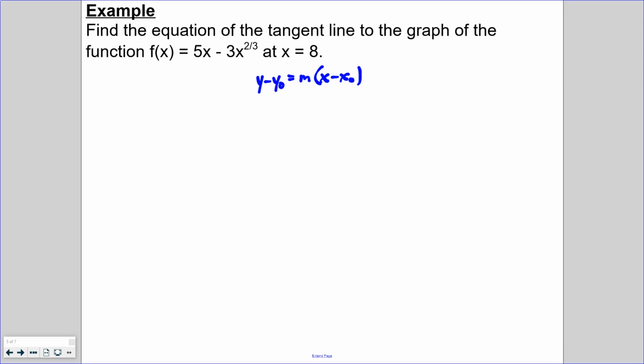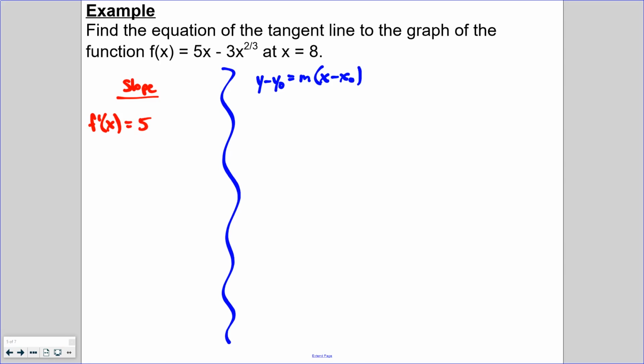Alright, so again, let's just do some scrap work on the side here to find the slope. To find the slope, we just need to find the derivative. We can go ahead and take the derivative of 5x minus 3x to the 2/3 power. Let's see, the derivative of 5x is just going to be 5. Then minus, we're going to take the 2/3, multiply it by 3, and subtract 1 from the original exponent. So that's going to give us negative 2x to the negative 1/3 power.